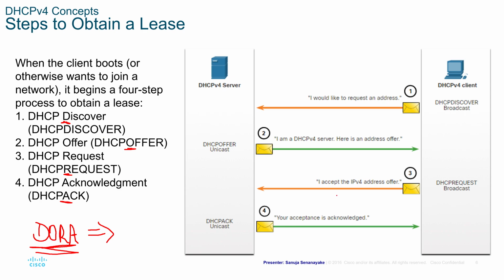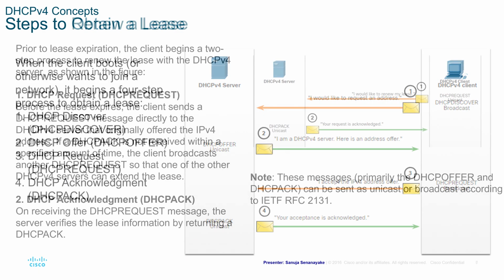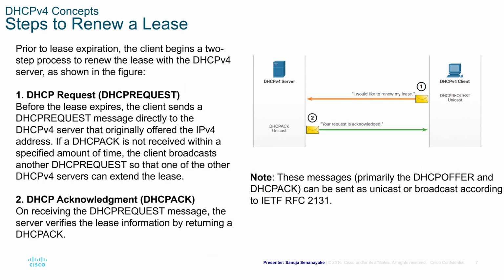That's the process every single time a brand new client connects to your network, or the client boots up to the network and requests DHCP. So having said that, now we will look at how you can renew a DHCP IP address received by the client. Prior to lease expiration, the client begins a 2-step process to renew the lease with the DHCP version 4 server, and it is shown on this figure on the right hand side.